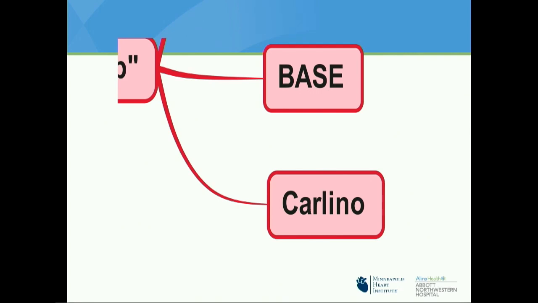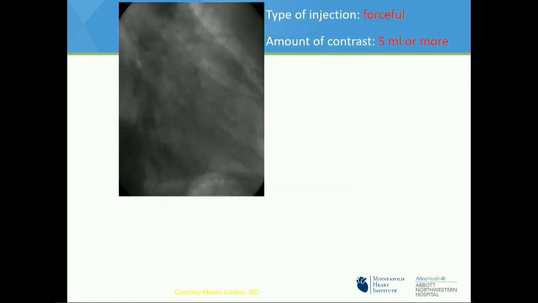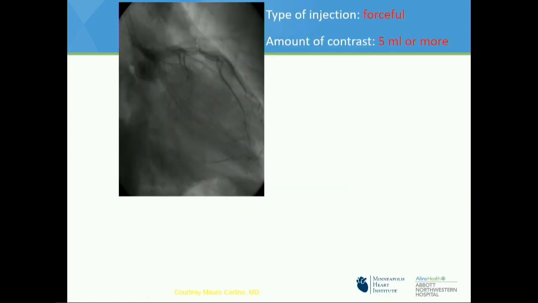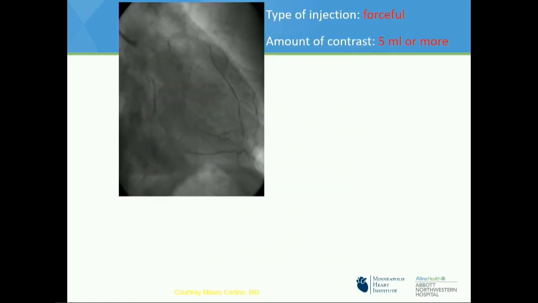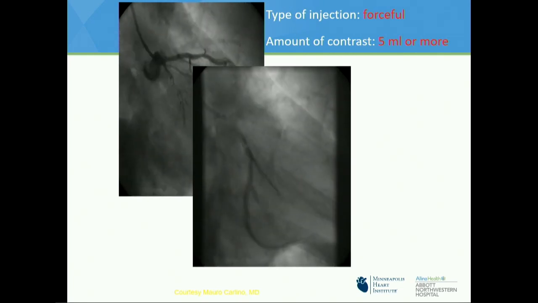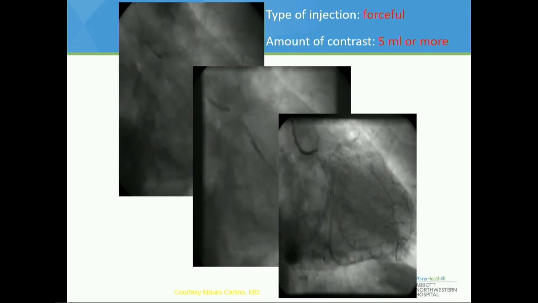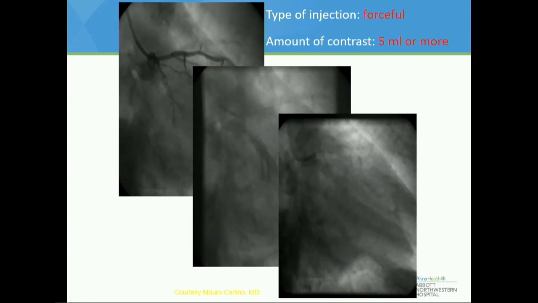The last technique really for moving the cap is the Carlino, and the modified Carlino is something that not a lot of operators use on a regular basis. I think of this as sort of an early version of the investment procedure because you create a hydraulic dissection. The original description was to use a very forceful injection through the microcatheter of several cc's of contrast. This creates basically a star type of situation, which can then be used to access the true lumen distally.